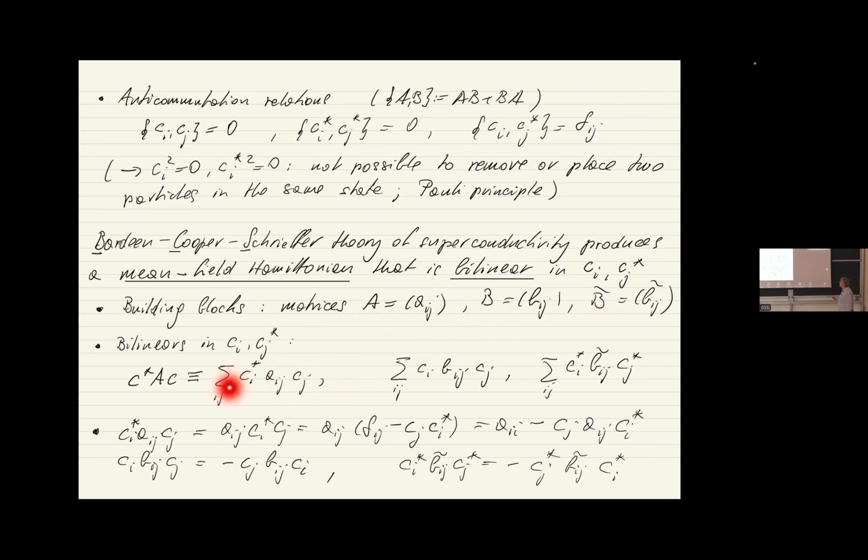Here, one possible bilinear is C star A C. It's just a compact notation for a double sum of C_i star A_ij C_j, using the matrix A. Likewise, you can construct something with the B, but in this case you use C_i and C_j, no creation operators. And here you just use the creation operators. Now, here we decided to put the creation operator on the left rather than on the right, but that is somewhat conventional.